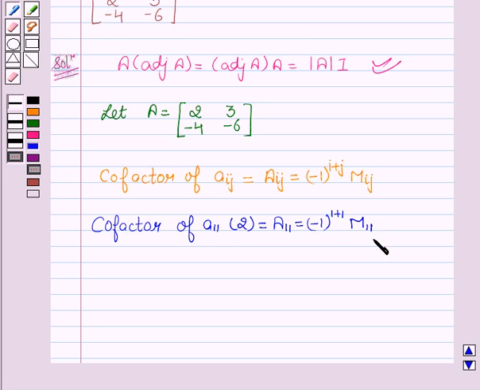And we know that minor of first row and first column, that is 2, is obtained by deleting the first row and first column, that is M 1 1 is minus 6. So it will be written as minus 1 to the power 2 into minus 6, which is equal to, now minus 1 to the power 2 is plus 1 into minus 6 is minus 6. Therefore, cofactor of 2 is minus 6.